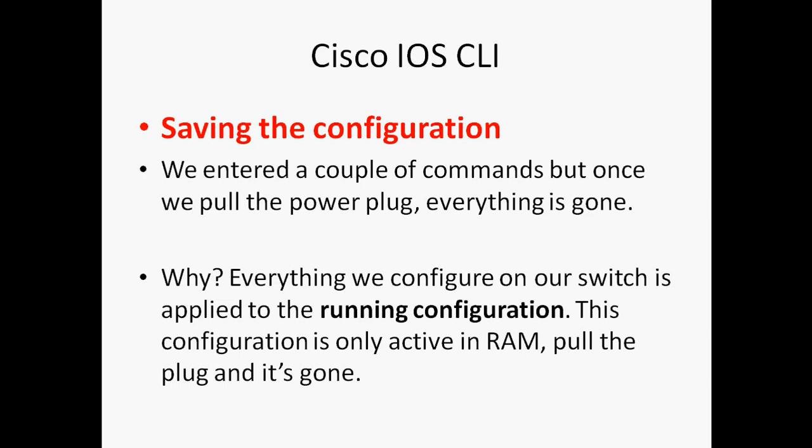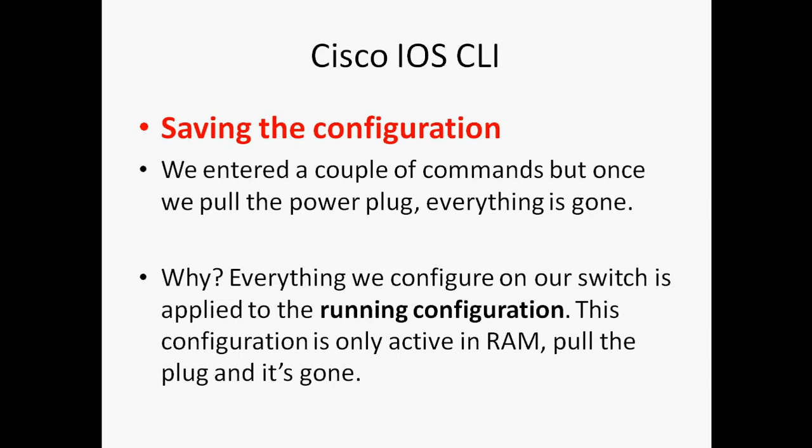So in Cisco switch and IOS, there are two configuration modes: running-config and startup-config. The running-config is stored in RAM. This is a temporary storage. So once the power goes down, once the switch or router is rebooted, all the configuration will be erased.